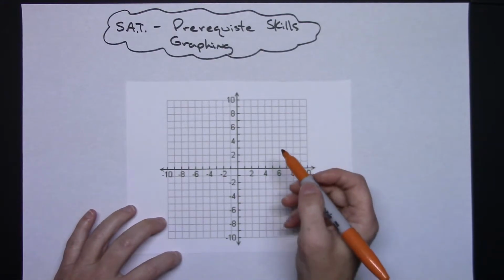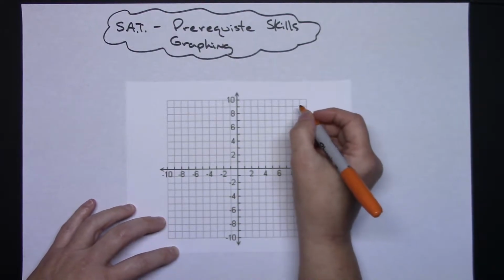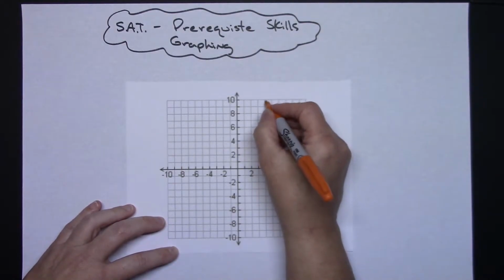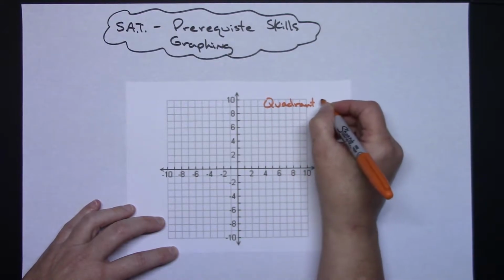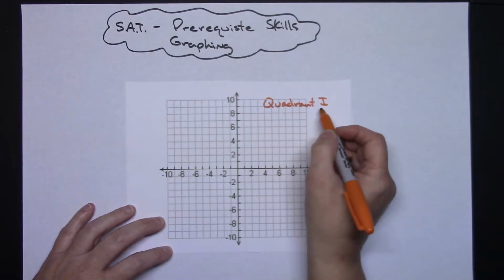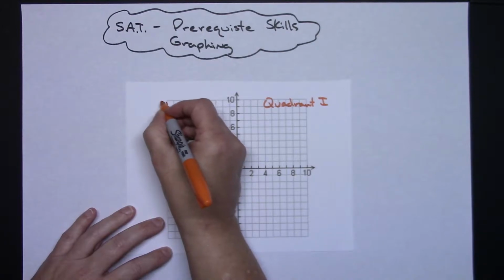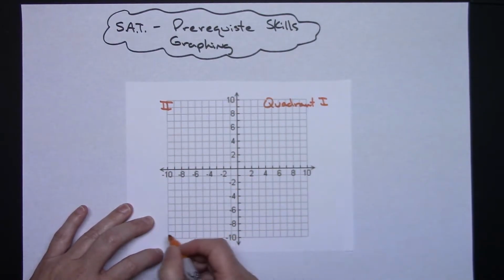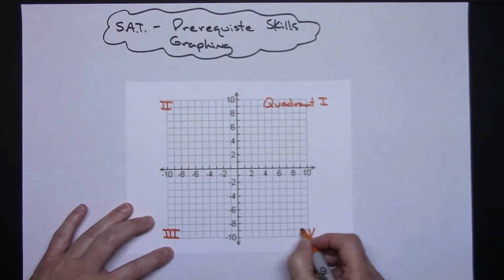Alright, your coordinate plane is divided into 4 sections and they are called quadrants. So this is quadrant 1, and a Roman numeral is used in naming that one. So this is quadrant 1, this is quadrant 2. I'm not going to write the word quadrant in each one of them. It goes counterclockwise around, so this is quadrant 3, and this is quadrant 4.